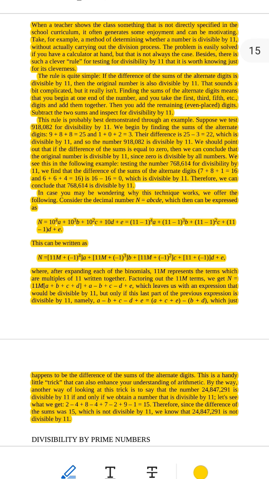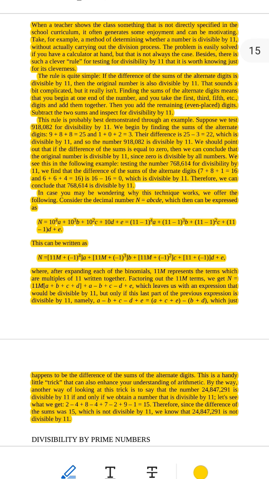Let's work through a step-by-step example. Let's say we want to check if 918082 is divisible by 11. 1. Write down the number 918082. 2. Identify the digits by position. Odd position digits: 9, 8, 8, the first, third and fifth positions. Even position digits: 1, 0, 2, the second, fourth and sixth positions. 3. Add up the odd position digits. 9 plus 8 plus 8 equals 25. 4. Add up the even position digits. 1 plus 0 plus 2 equals 3. 5. Subtract the 2 sums, and that's 25 minus 3, 22. 6. Check if 22 is a multiple of 11.